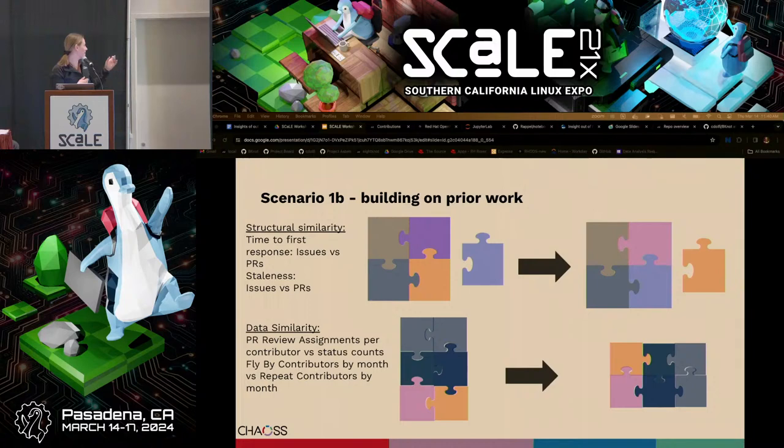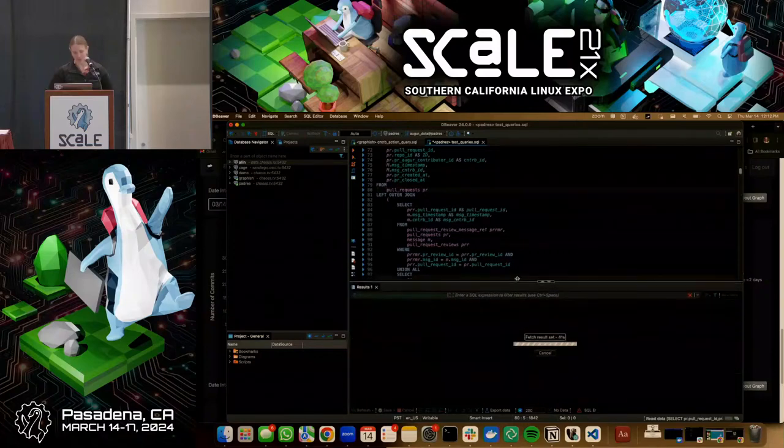Another way of thinking about this is from a data similarity standpoint. A lot of times from your visualizations, you might have a bunch of pieces that make up, for context, the PR review assignments. That was one of the visualizations, and it looks at the assignments per contributor. So you know if a vast majority of those assignments are going to one contributor. The same data and pretty much the same code can be applied to do the status counts, seeing, over the span of a month, how many PRs are being assigned or unassigned at all. So you're not looking at it from the contributor standpoint, you're looking at the editor.